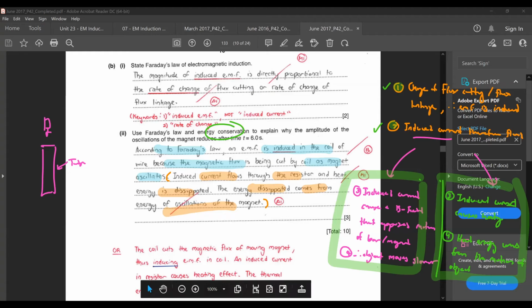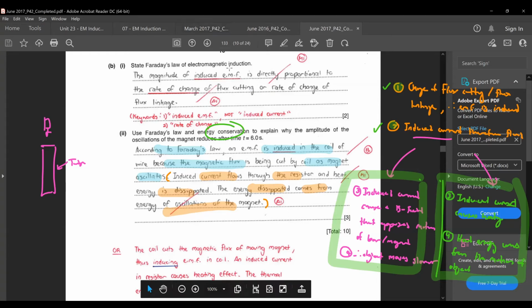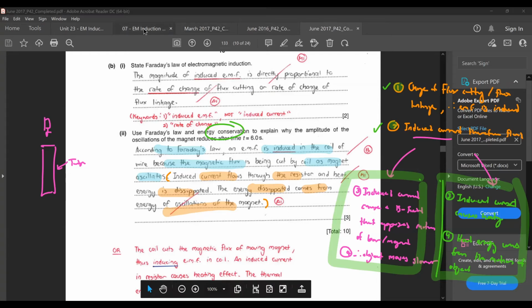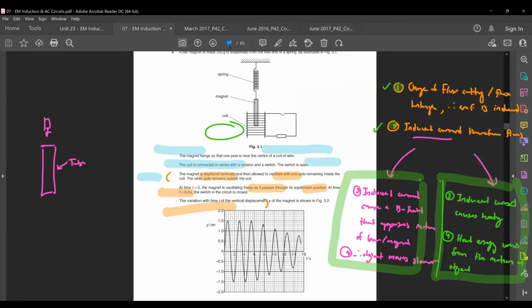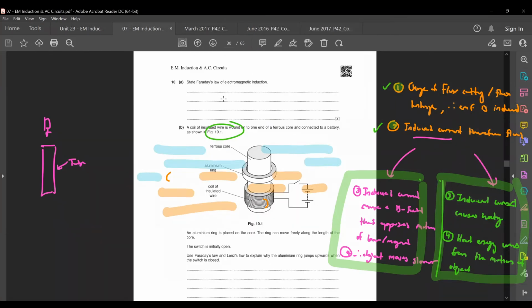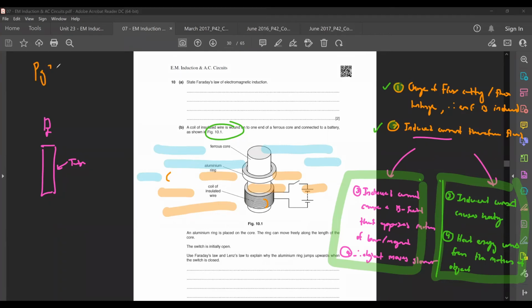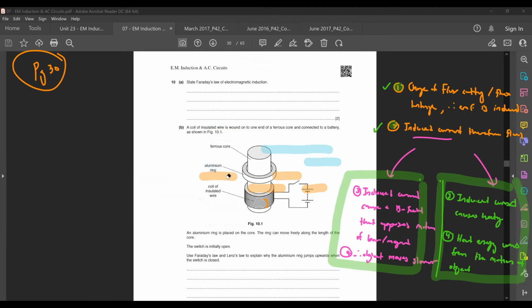There's another one that you will see later on page 30, which also talks about something similar. You will see the pattern there. Have a look at page 30. State Faraday's law of electromagnetic induction. This one we've done before, so I don't think we'll go through that. Now look at part B.